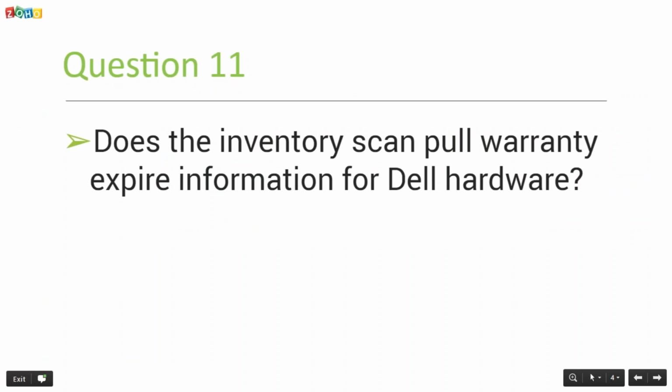Does the inventory scan pull warranty expiry information for Dell hardware? Well, Desktop Central does find out the warranty details based on the inventory scan, and it stores that information. Now, when this information is stored in Desktop Central, whenever a successful inventory scan is performed on that Dell machine, it will be automatically posted to ServiceDesk Plus. To make the long story short, if Desktop Central has the warranty information of a machine, that will be posted to ServiceDesk Plus.